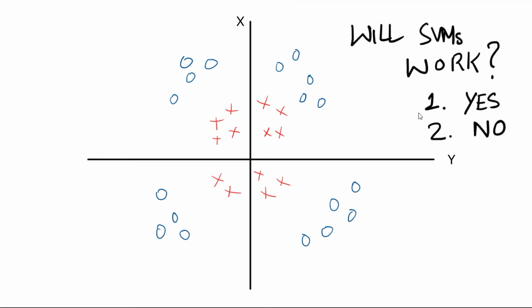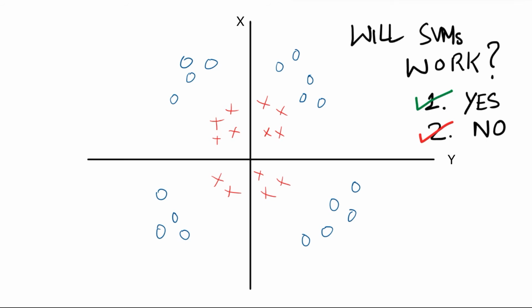Based on what you have learned so far, I would say no is the correct answer. There is just no good linear hyperplane or linear separator between these two classes. Or put differently, it is really hard to draw a line between these two classes. But in reality, the answer is yes.